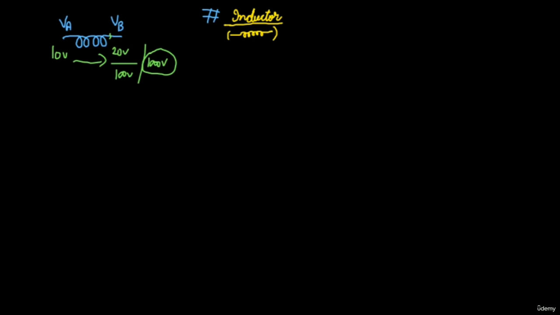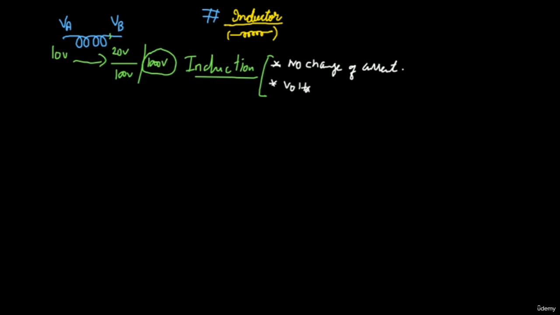Well, this phenomenon is known as the induction effect. So because of the induction, current doesn't change. Well, remember 2 points that I would like to mention and highlight here. So let's learn that. No change of current. This is the first point we have, and the second point is voltage can vary. Voltage can vary. In our case, it has increased many times.